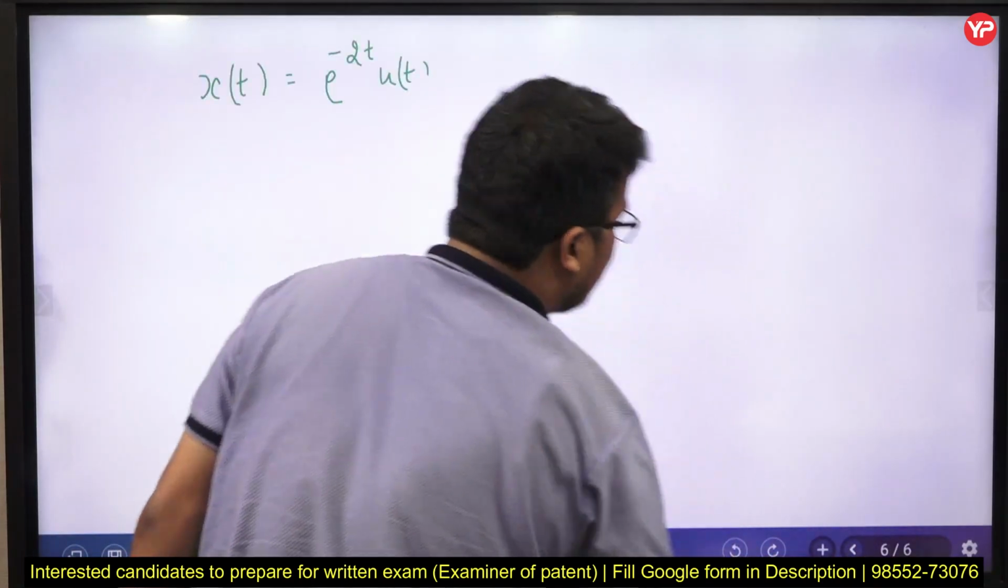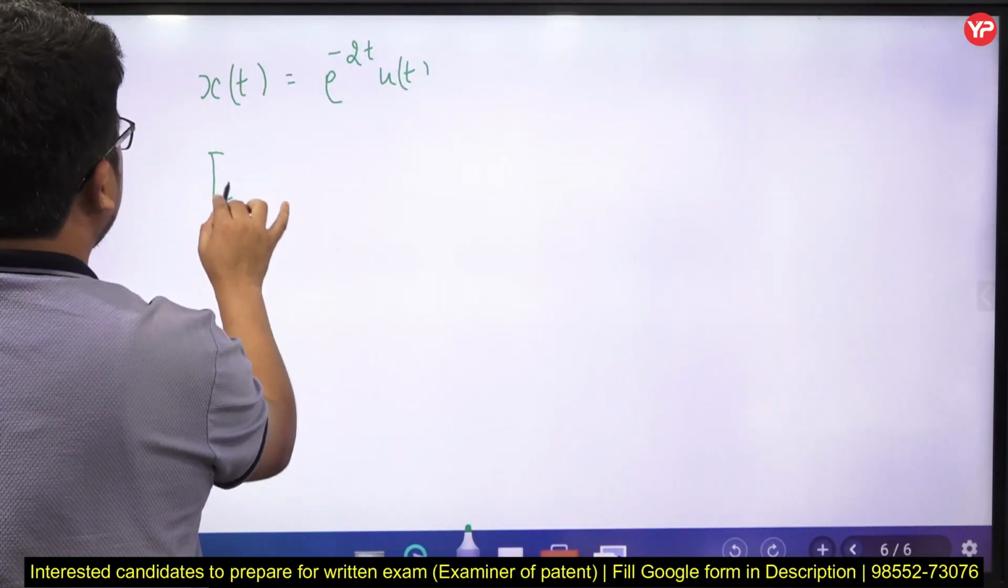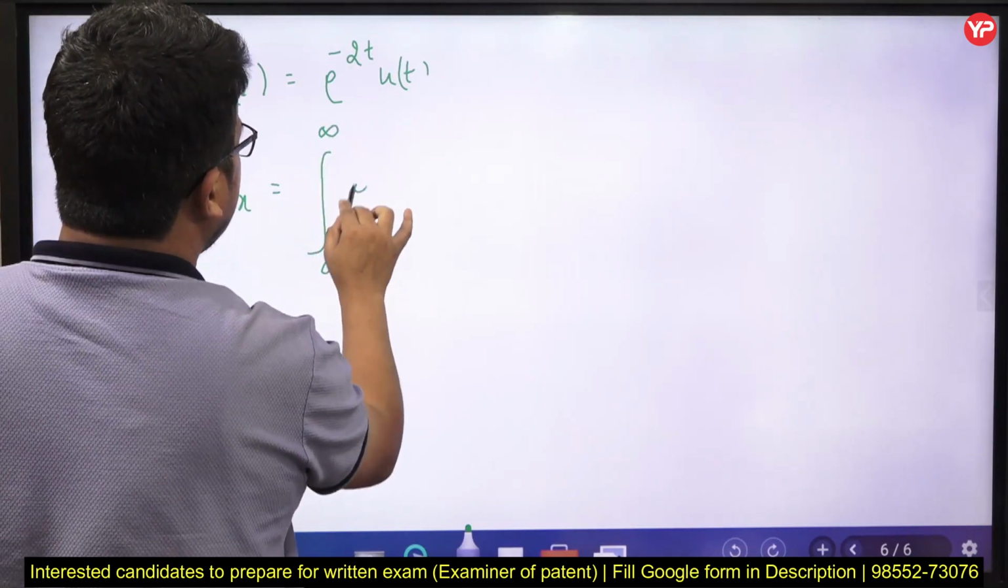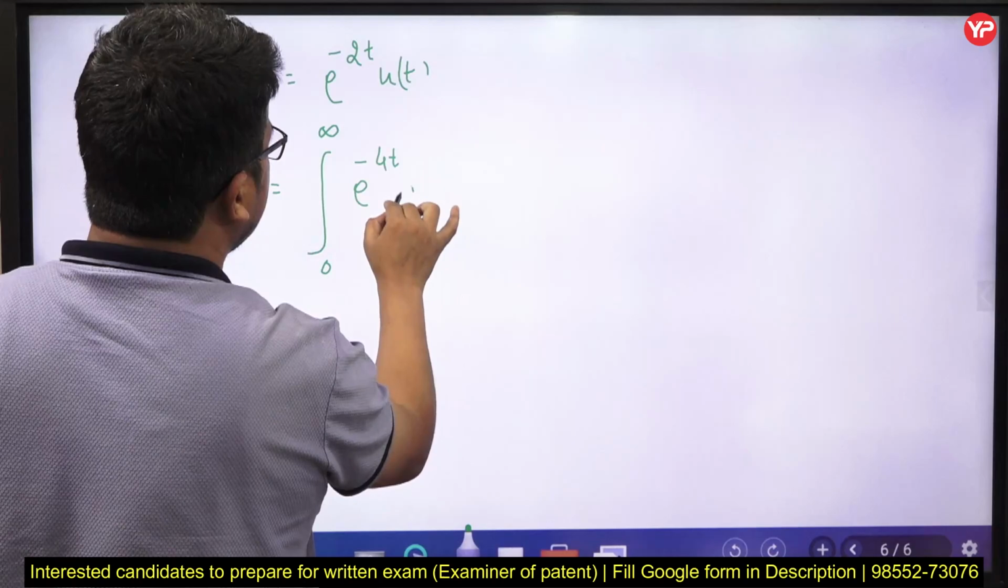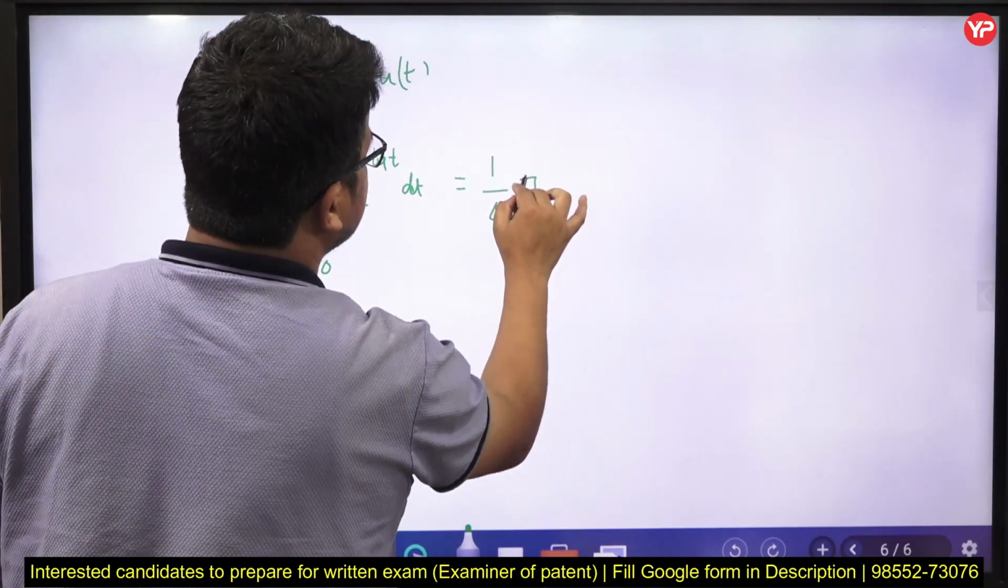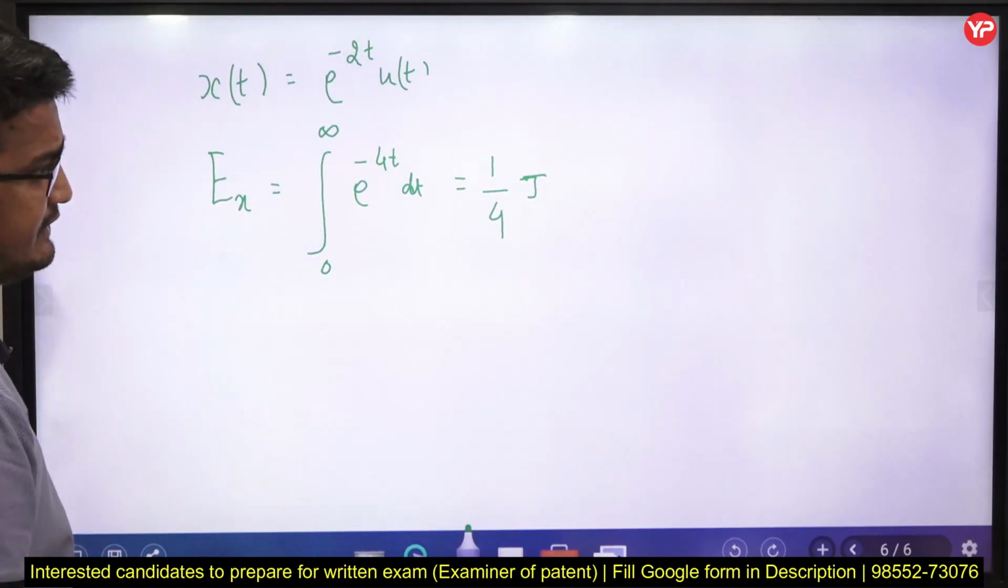So you know how to calculate energy. If I ask you what will be the energy of x, it will be the integration from 0 to infinity of e raised to power minus 4t dt. If you solve it, you will end up getting 1 upon 4 joule. Okay, this is basic mathematics. You all can solve it.